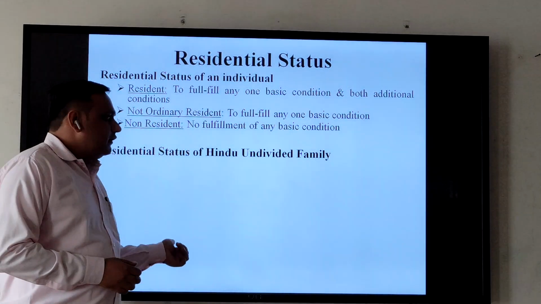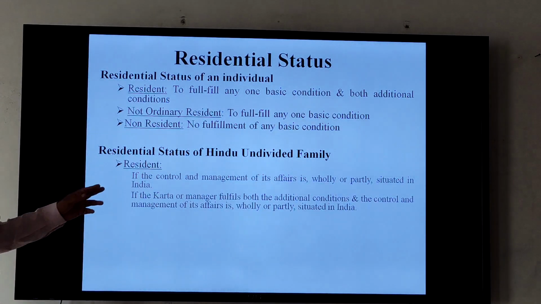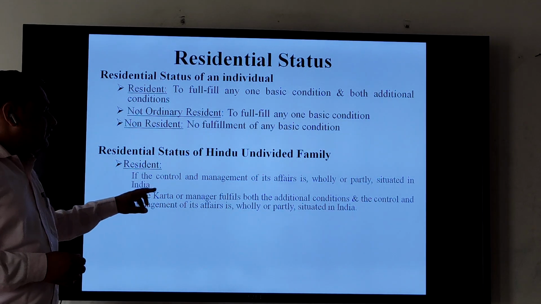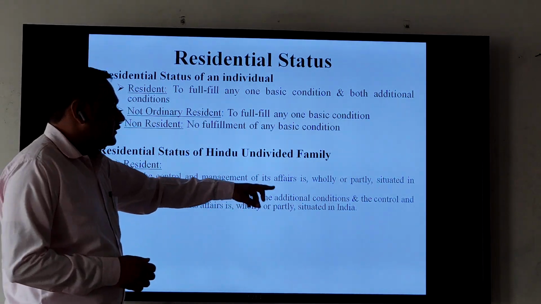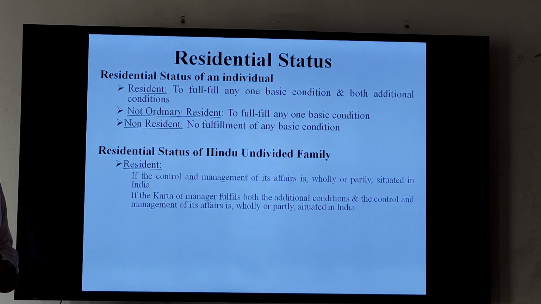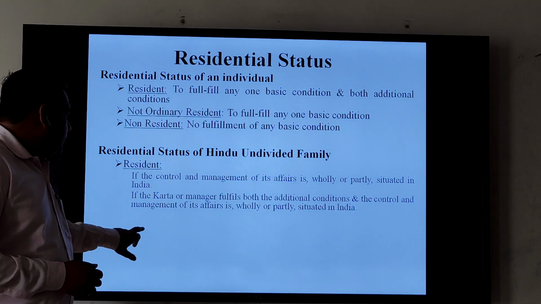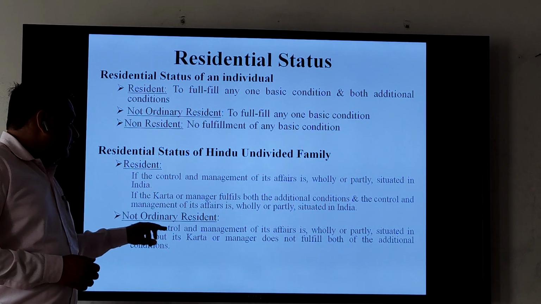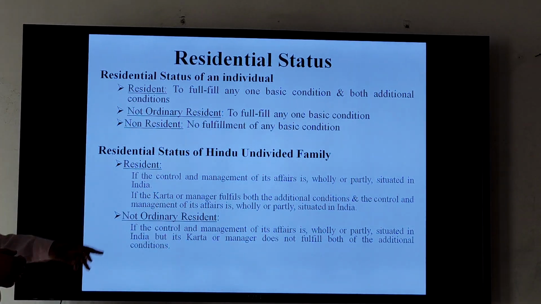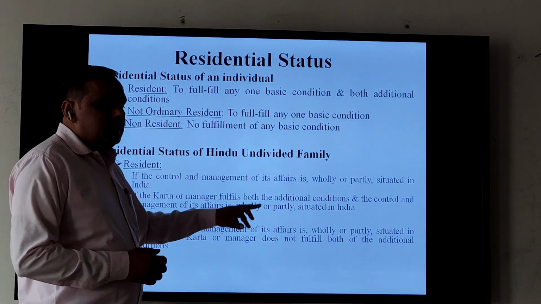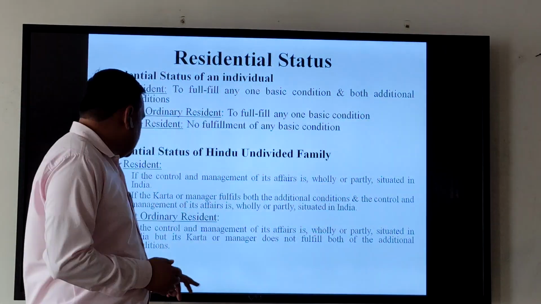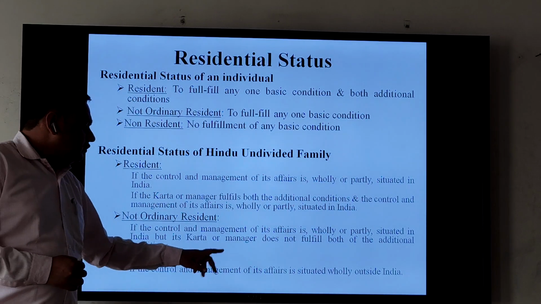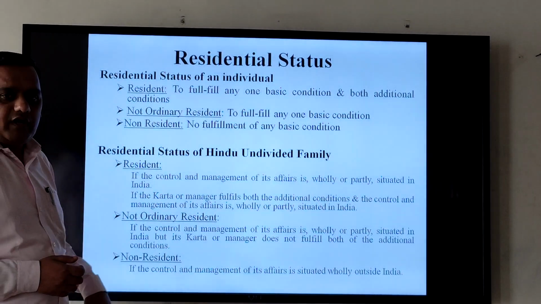Likewise, in the case of a Hindu undivided family, the rule says that if the control and management of the affairs is wholly or partly situated in India, and if the Karta or the manager fulfills both additional conditions, then it is resident. Otherwise, for not ordinary resident, if control and management of its affairs is wholly or partly situated in India, but the Karta or manager does not fulfill the additional conditions. For non-resident, if the control and management of its affairs is situated completely outside India.